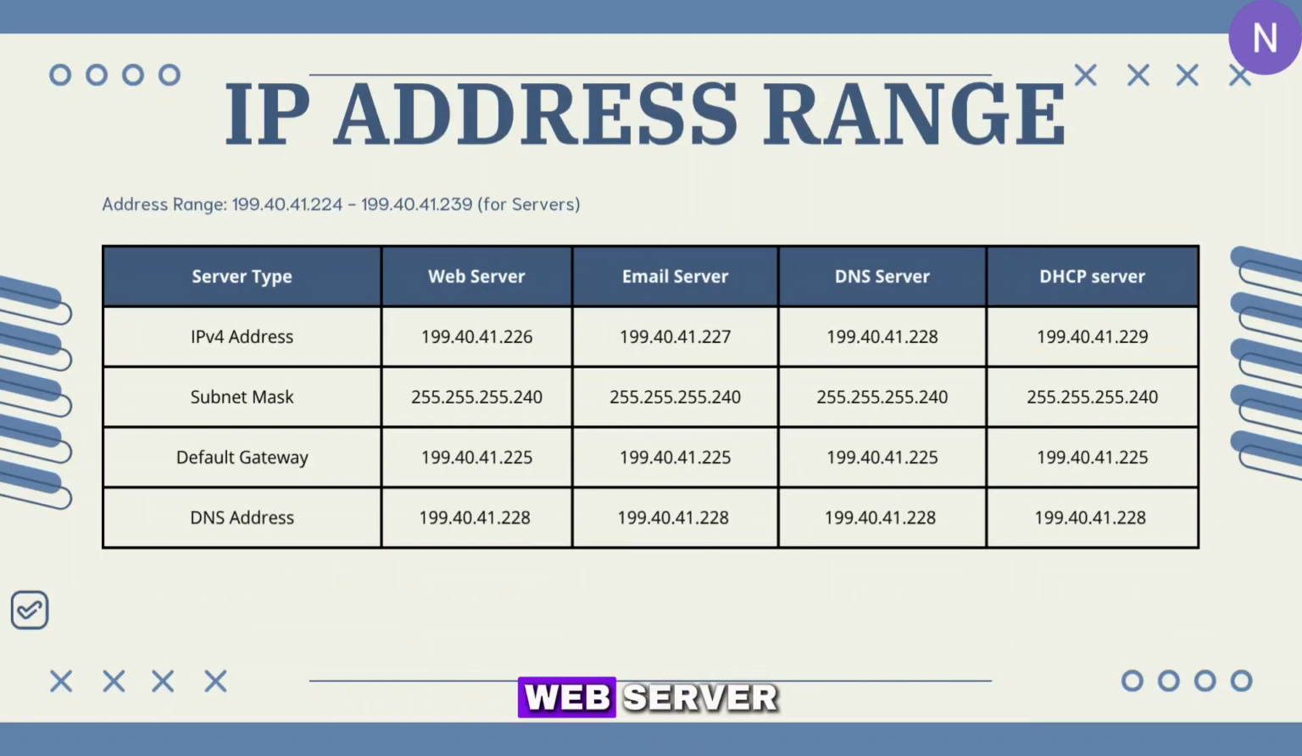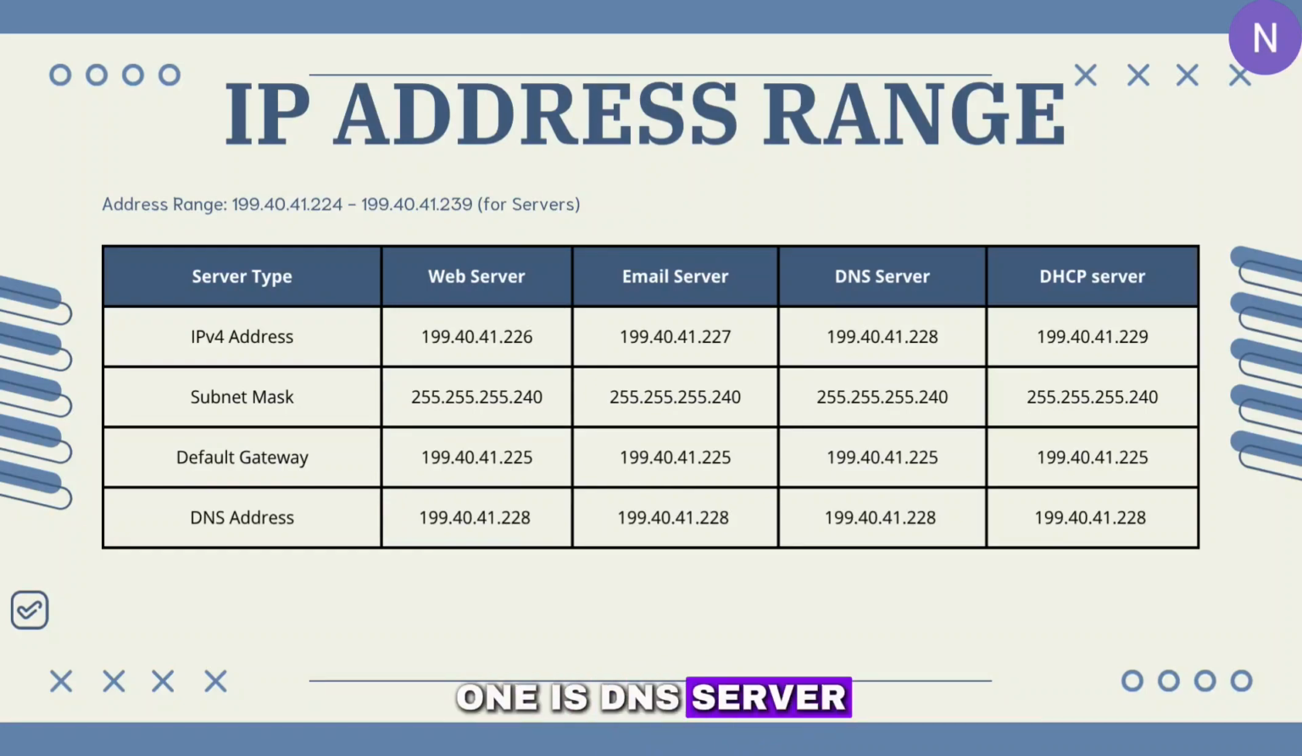So first is the web server. The IPv4 address is 199.40.41.226, the subnet mask is 255.255.255.240, and the default gateway is 199.40.41.225. DNS address is 199.40.41.228, and the next one is the email server. The IPv4 address is 199.40.41.227. Subnet mask is 255.255.255.240. The default gateway is 199.40.41.225. The DNS address is 199.40.41.228.